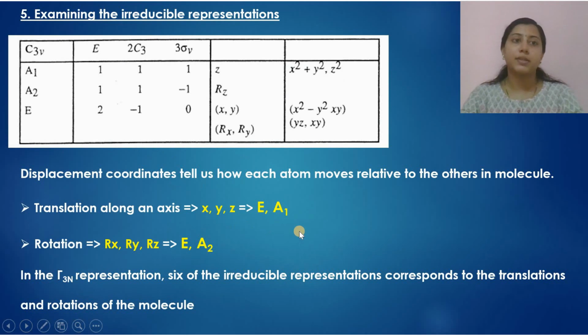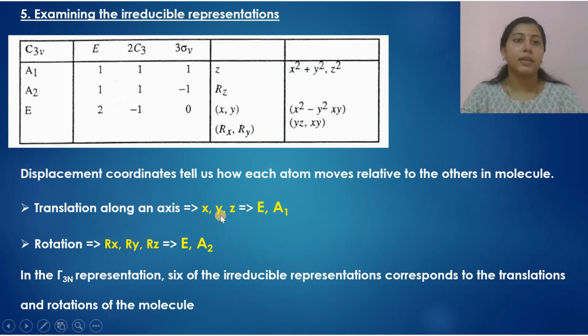Now next is the final step, that is examining the irreducible representations. Now looking at the character table, the displacement coordinates tell us how each atom moves relative to others in molecule.